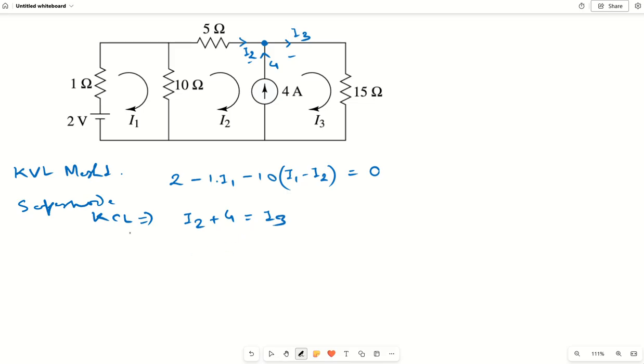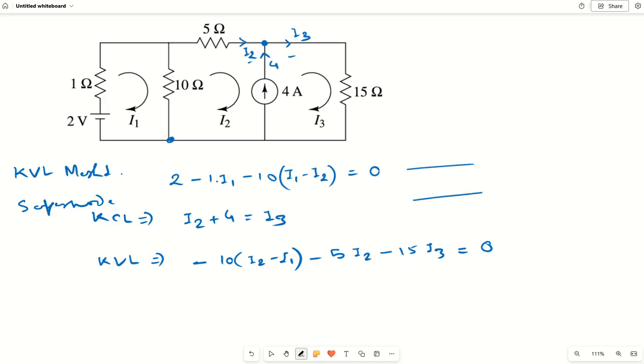So this is my KCL, and my KVL in the outer loop will be, starting from this point, minus 10 times (I2 minus I1). We write it normally as we do in case of our KVL equations. Then minus 5 times I2, then minus 15 times I3 equals 0, right? So we have three equations, three unknowns. Now if we solve, then we get the values.